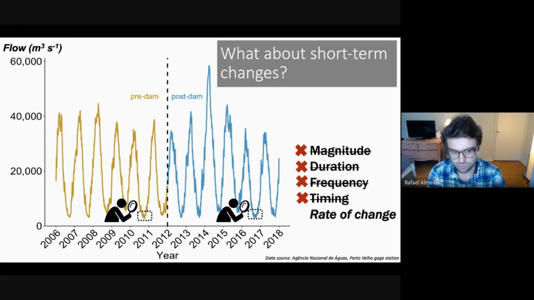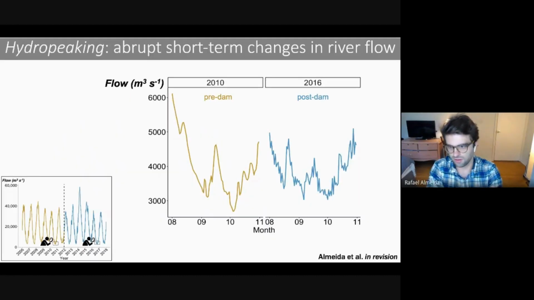Aqui eu vou dar um zoom nas águas baixas de 2010, antes do barramento, e nas águas baixas de 2016, depois do barramento, para dar um exemplo para vocês. Quando a gente faz isso, a gente nota um indício forte de alteração hidrológica. Vejam como a mudança na vazão, ao longo do tempo, fica muito mais errática. Você tem um ruído muito mais acentuado. Isso é o que a população local chama de repiquete.